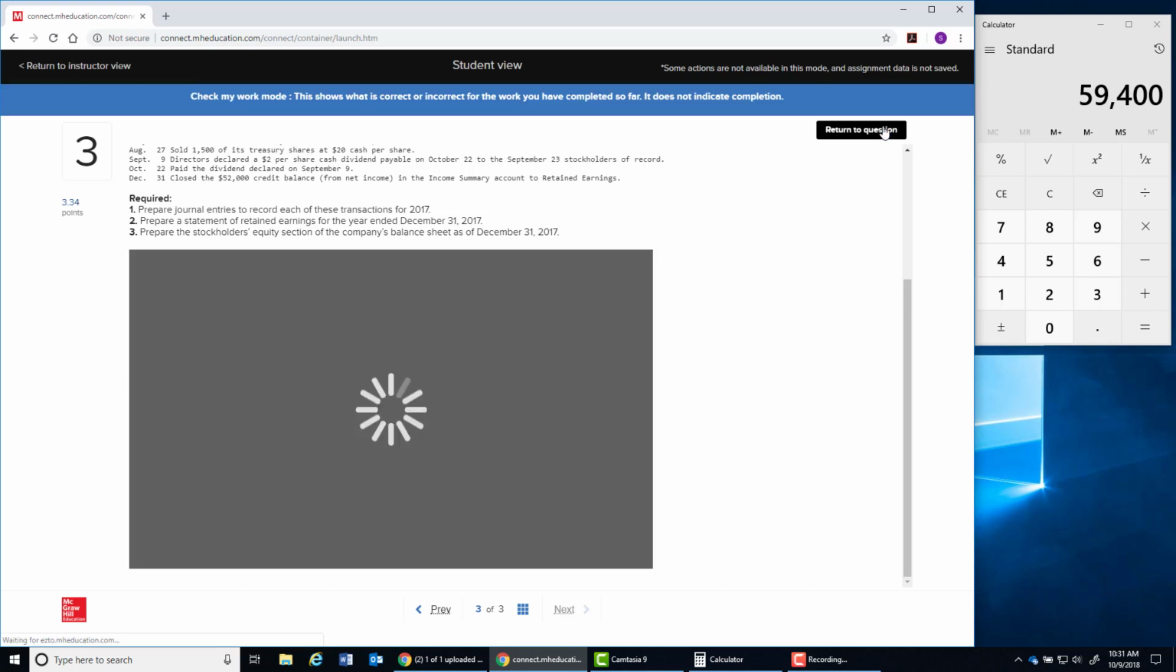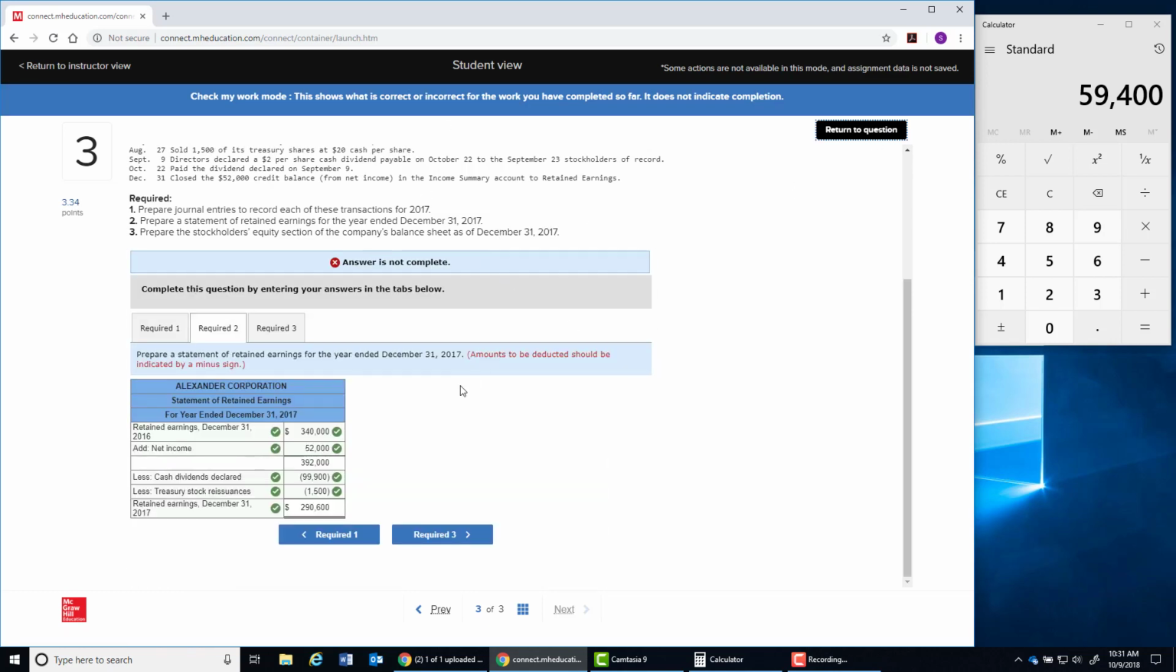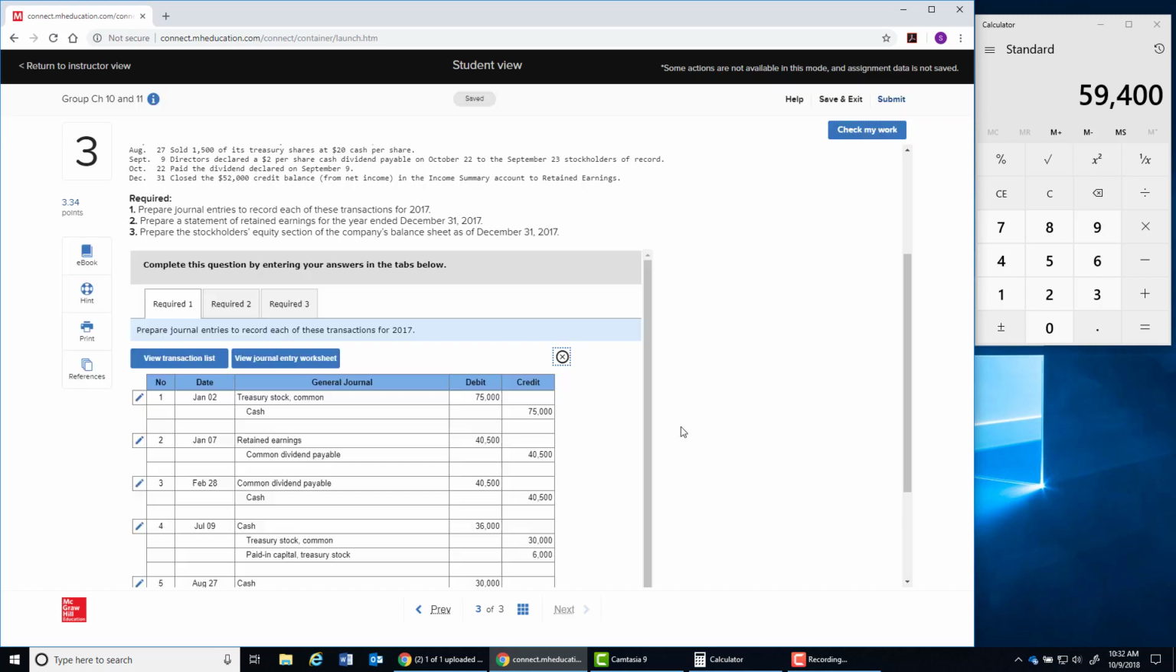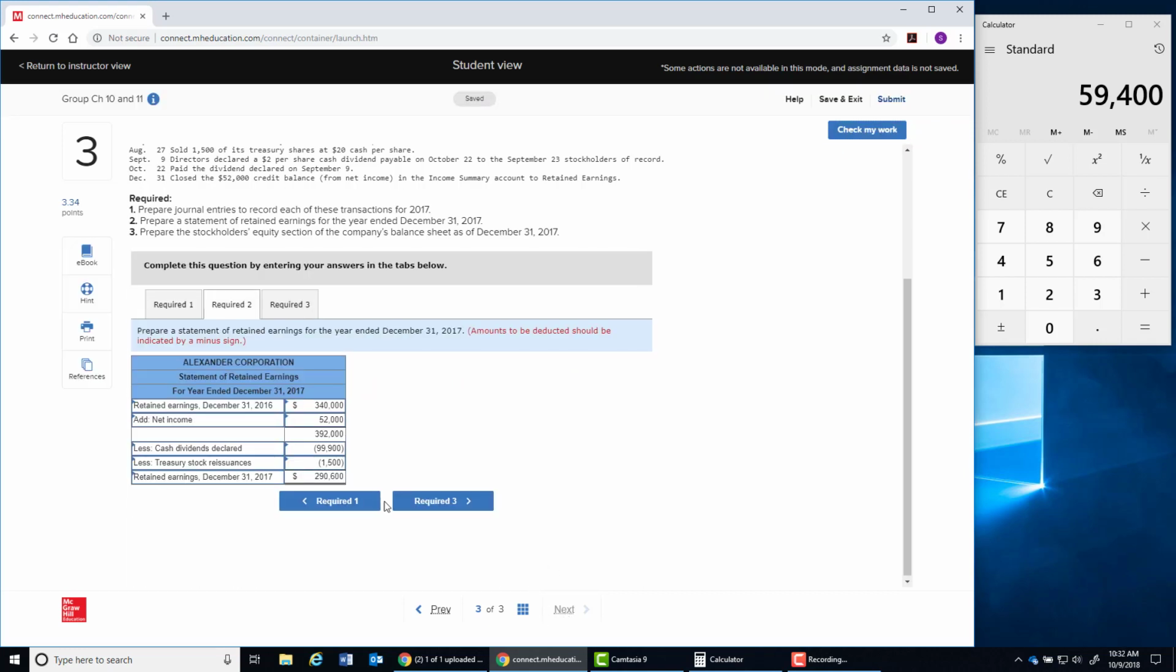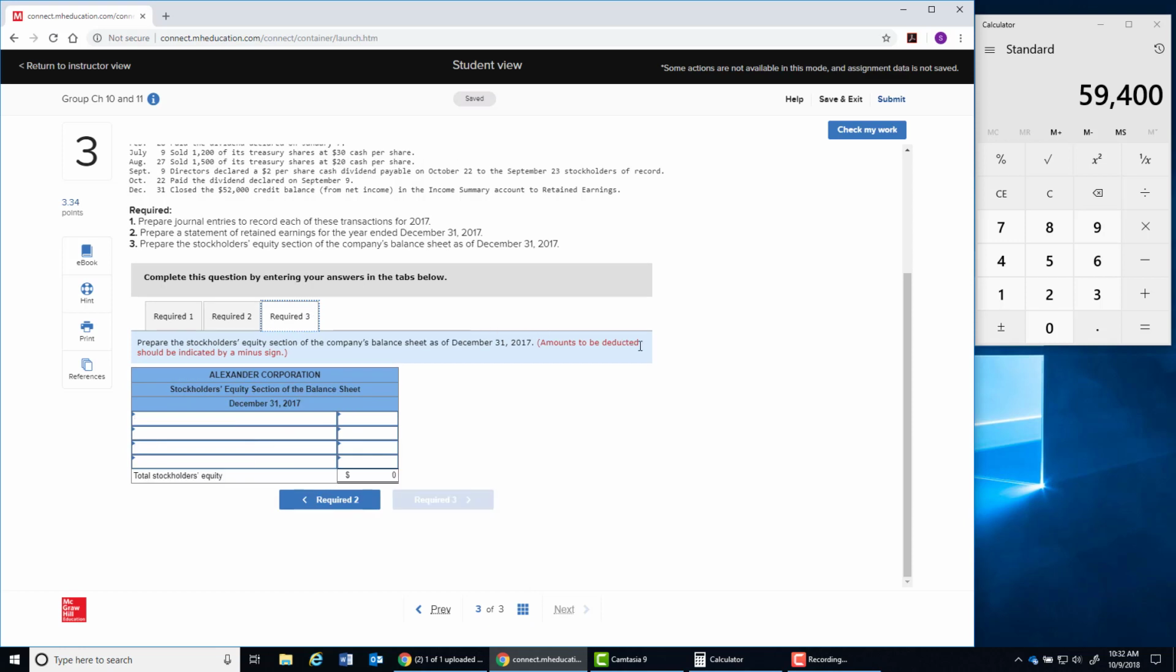Let's check my work. I'm hoping it doesn't error out. I saw an embedded error question. So still not complete because I still have to do requirement number 3, but everything is good here. Okay, let's return, and we'll move on over to requirement number 3.